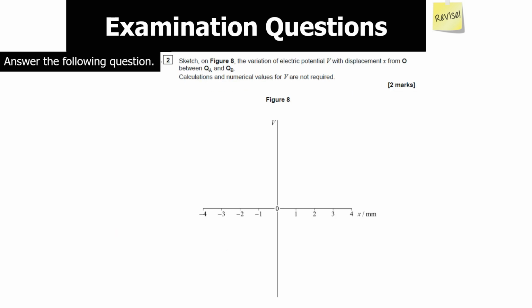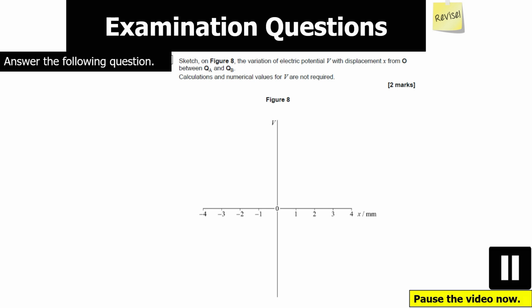coulombs. The next question says, sketch on figure 8 the variation of electrical potential V with displacement x from O between QA and QB. Calculations and numerical values of V are not required. So pause the video now, then unpause the video when you want to go through your answer.